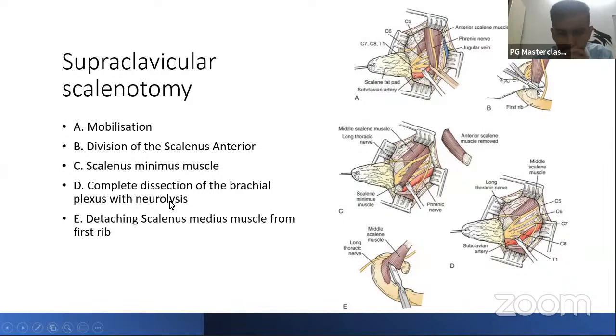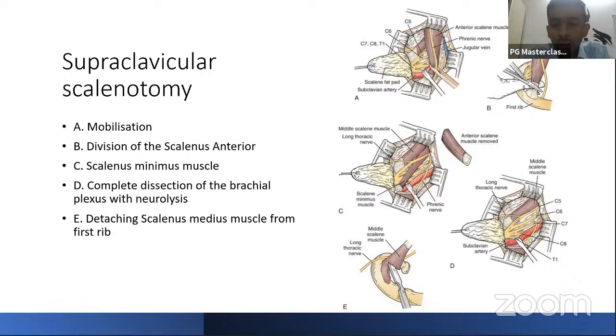Then there is the detaching of the scalenus medius muscle from the first rib. In comparison to the scalenus anterior muscle, the scalenus medius muscle is more fleshy and has a direct muscular attachment to the first rib, without much of a tendinous component. This muscle is generally divided using the periosteum elevator directly at its attachment and not cut across its fibers. As sir mentioned just a while ago, in all cases the scalenus medius muscle need not be detached. But in cases when there is a plan for cervical rib or first rib excision, then detachment of the scalenus medius muscle is an important step.